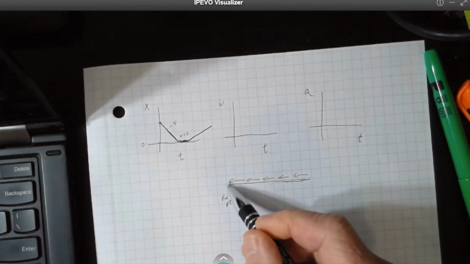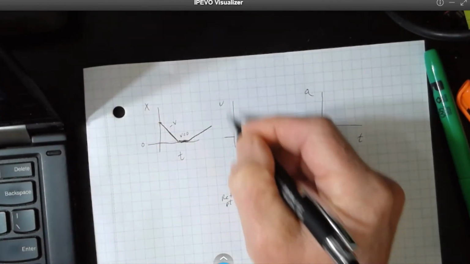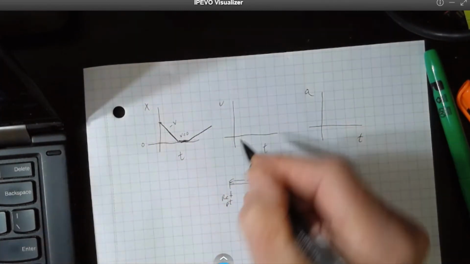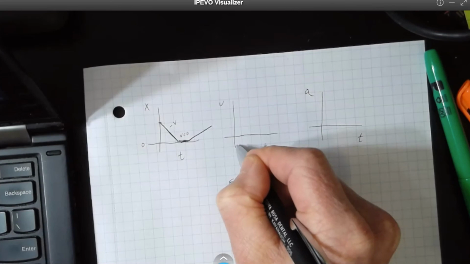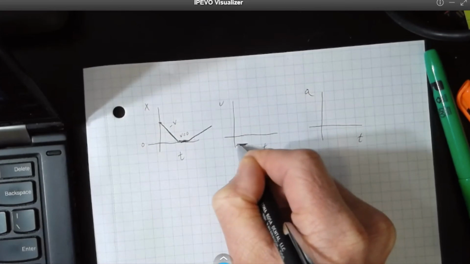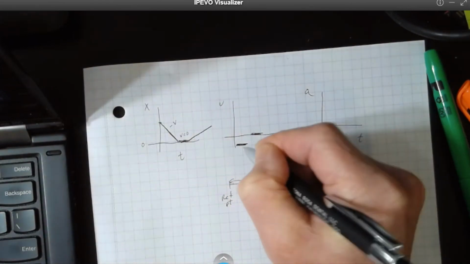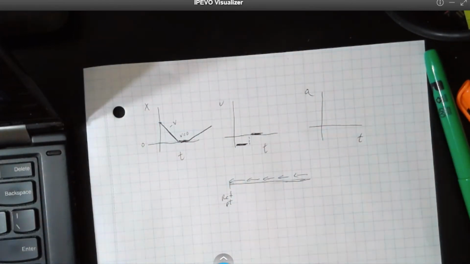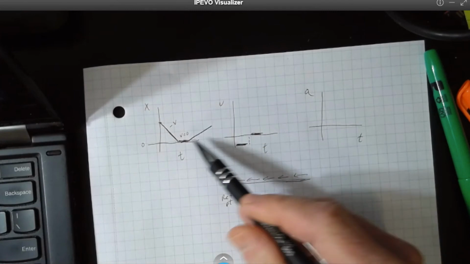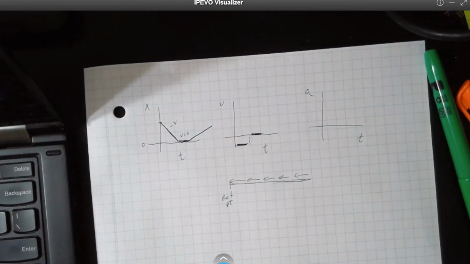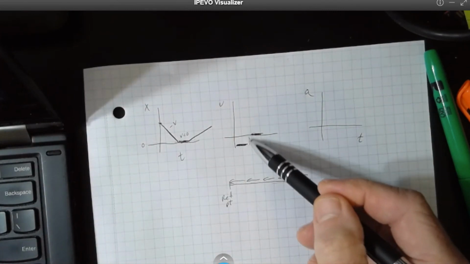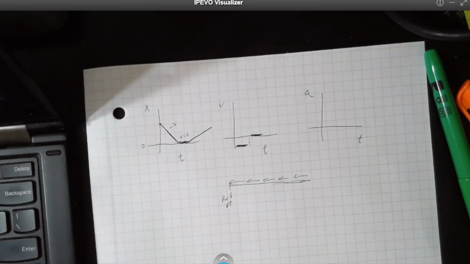Okay, so we're going to rest for some time. So let's start creating our velocity time graph there. We would have a negative velocity. Then our velocity would be 0 for some time. We really can't make these transitions instantly, but we can show those transitions as dotted lines.